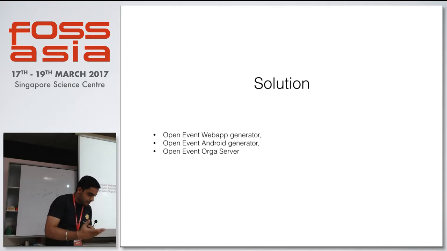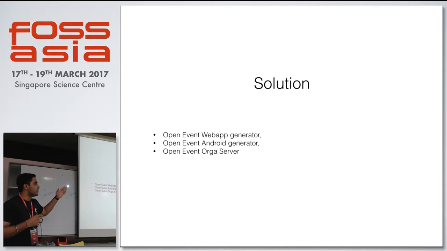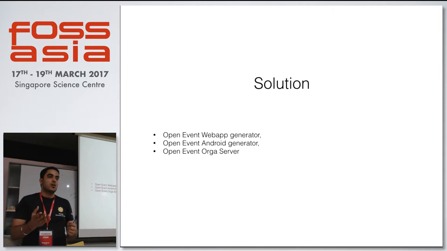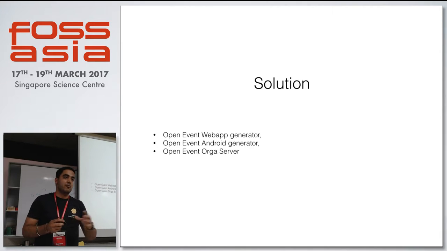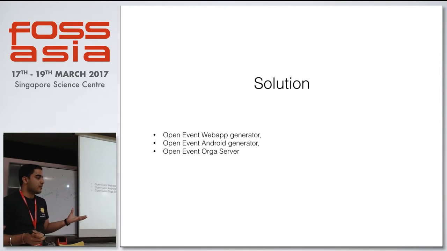So the solution is these three things: the web app generator, the Android generator, and the Orga server, or the Eventyay platform. The web app generator and the Android app generator are just two platforms where you have to enter your email and your API links or your JSON files. I'll be giving the demo for the Android app generator. You can add your API link, which is for real-time updates of your events. Otherwise, you can also display an offline schedule: if you have just some JSON files, you can upload them, and the parser will parse the JSON files and package it into the web app and the Android apps, and you're good to go.